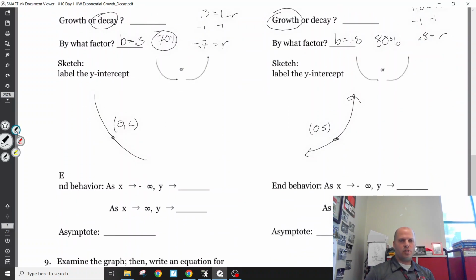As I go to the left, I'm going up. As I go to the right, I'm going towards 0. As I go to the left, I'm going up where your arm's pointed. As I go to the right, I'm going to 0. As I go to the left, I'm going to 0. As I go to the right, I'm going up towards positive infinity. By asymptote, we are approaching, but we'll never get to y equals 0.